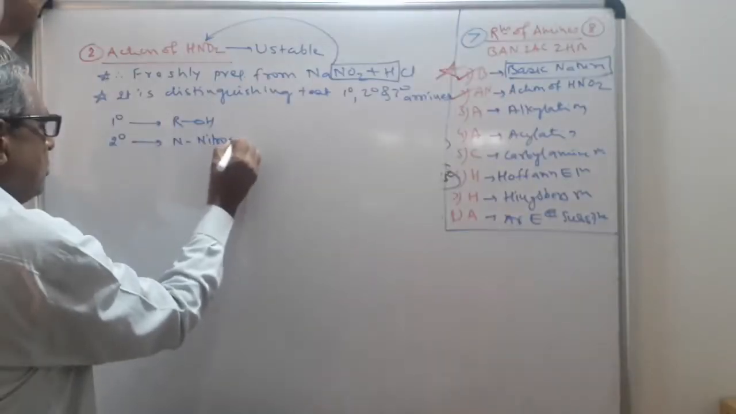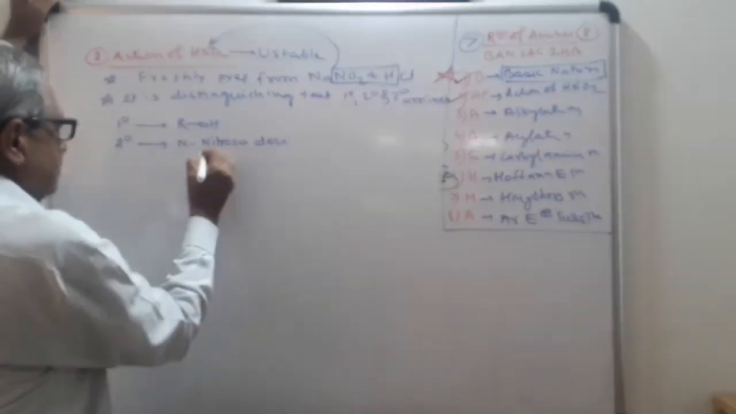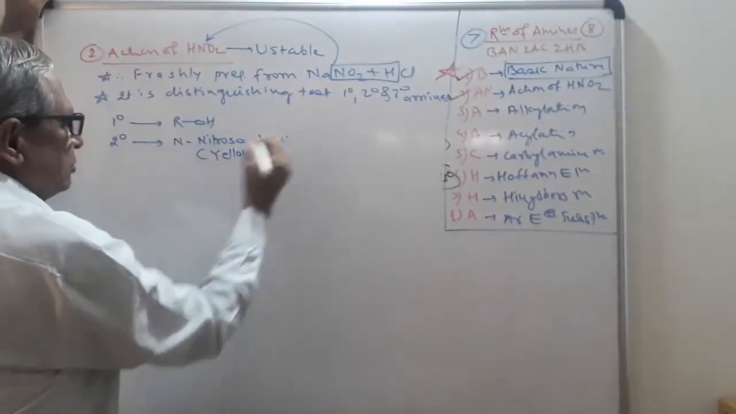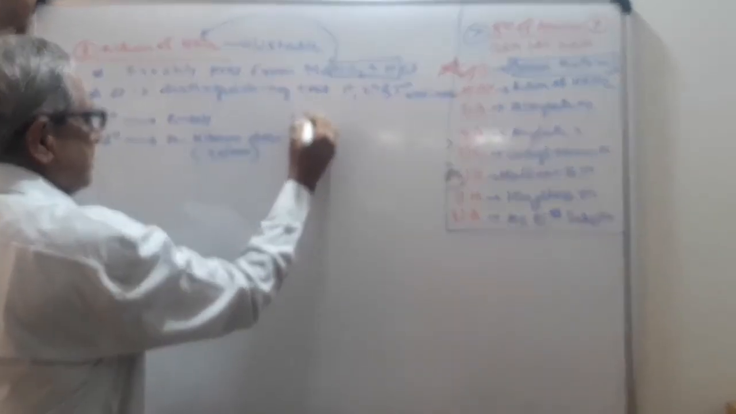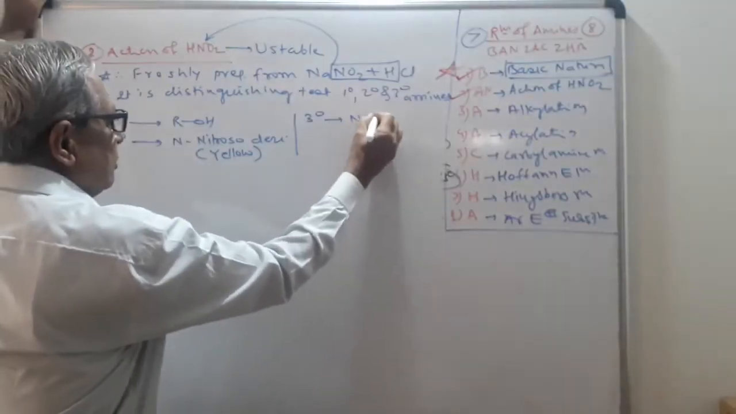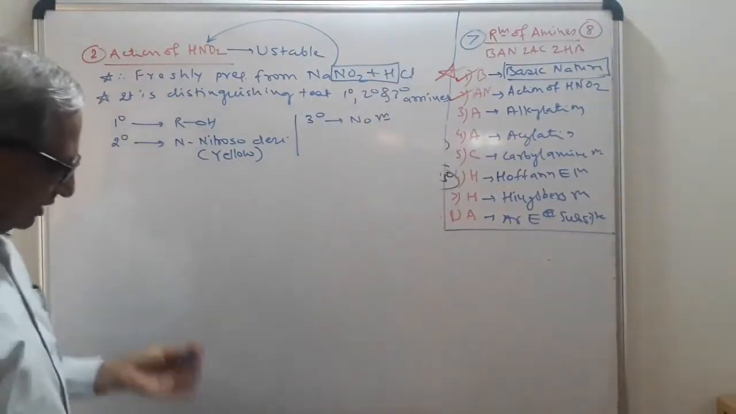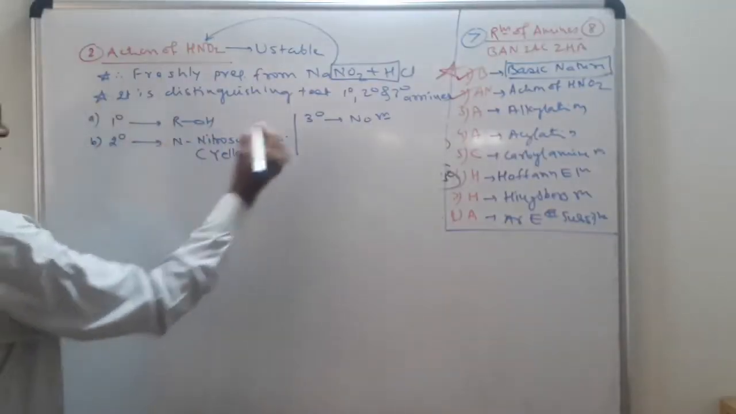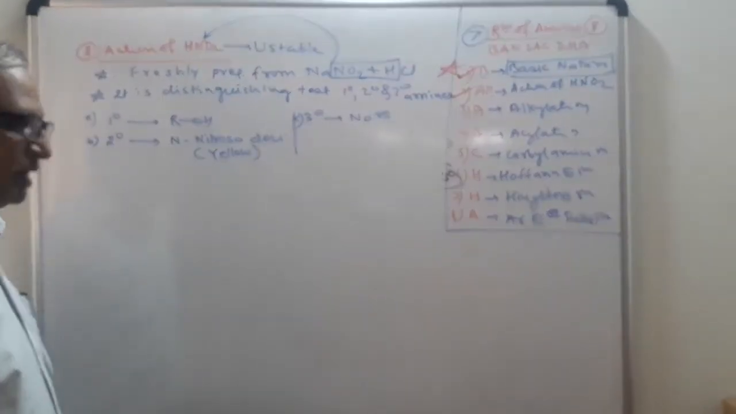This is a yellow colored solution. If you take the tertiary amine, there is no reaction because there is no alpha hydrogen. So I will prove this one. I will make the A part, B part and C part. 3 parts will be there.